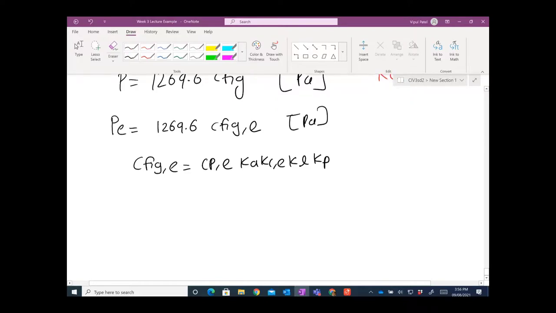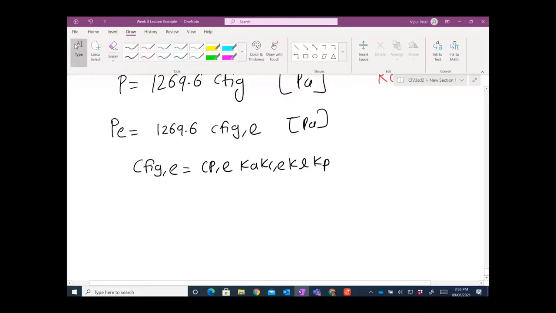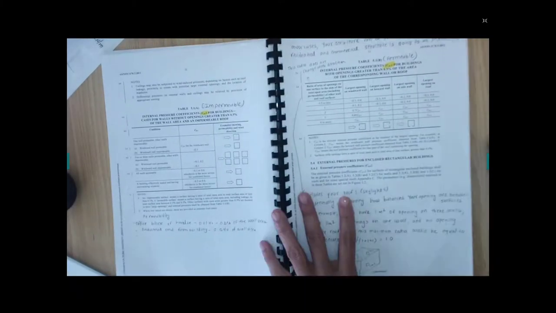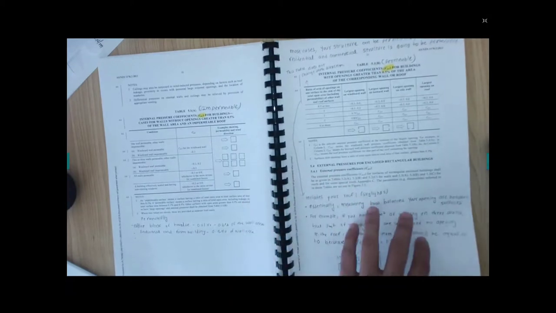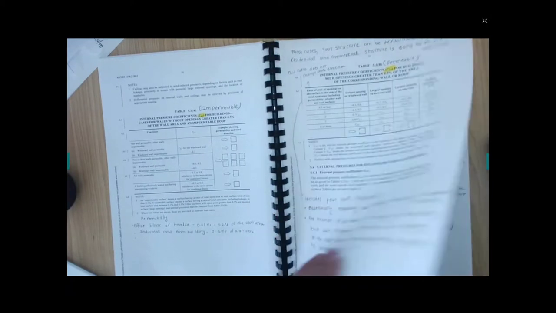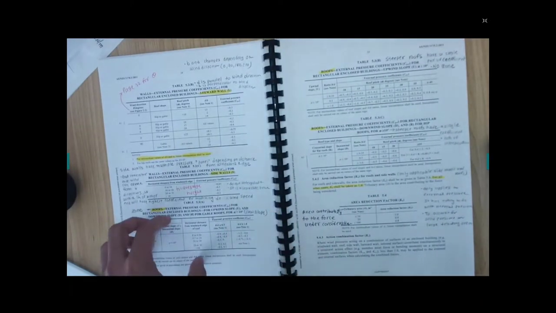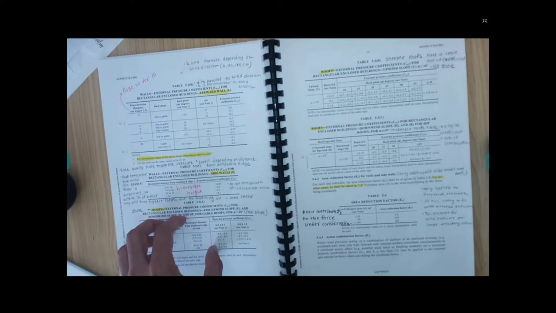Now, for C fig,e, we need to work out this individual CPE for the roof. Okay, let's go back to CPE for the roof. Do you remember there are six different CPE? You may stay back with me for 5 minutes and then I will finish up this story, because tomorrow maybe I need to take you through it again. So we have a CPE value for a roof. So we have a different roof.